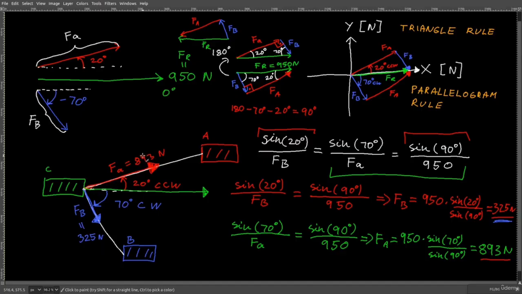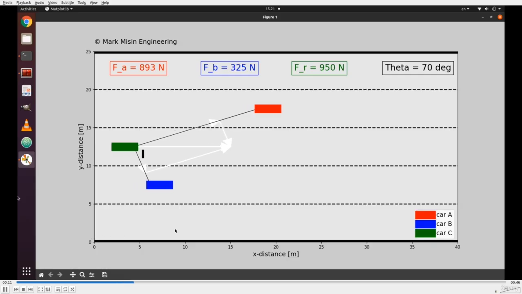These numbers are rounded, so a calculator would give you a slightly more precise number for FA and FB. And so if these are your vector magnitudes, and FA is at 20 degrees counterclockwise, and FB is at 70 degrees clockwise, then their combined effect, or their resultant force, will be 950 newtons, 0 degrees.